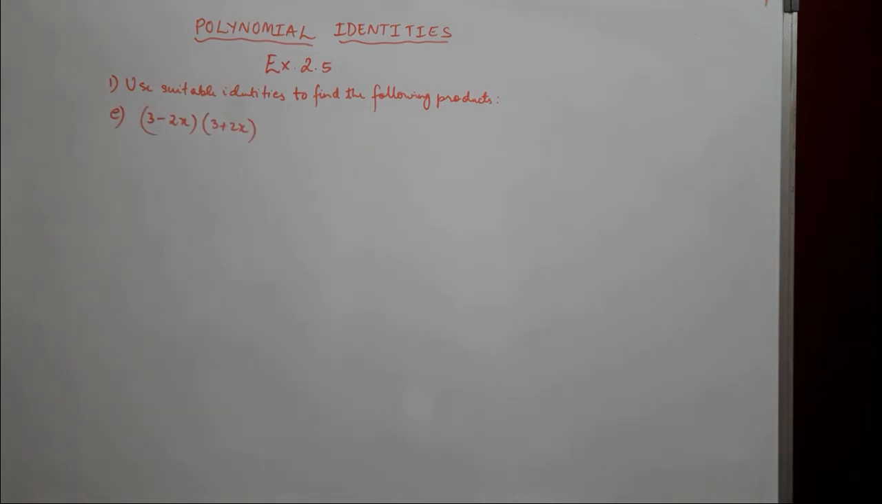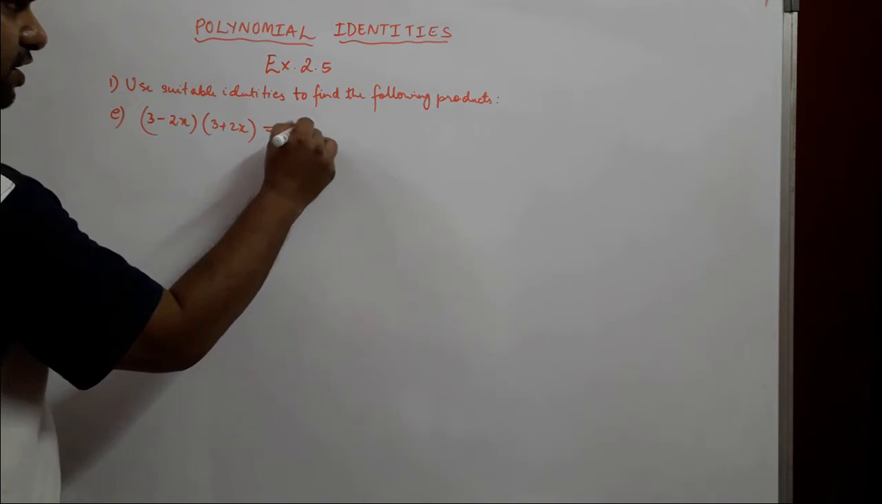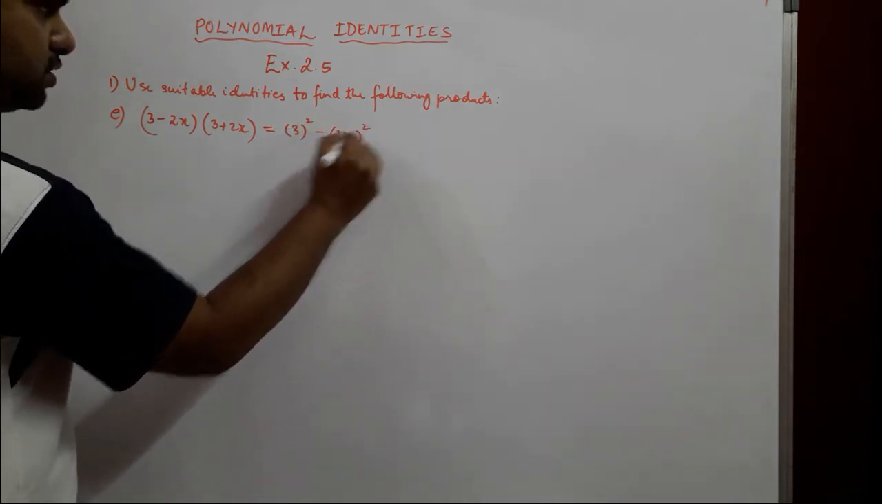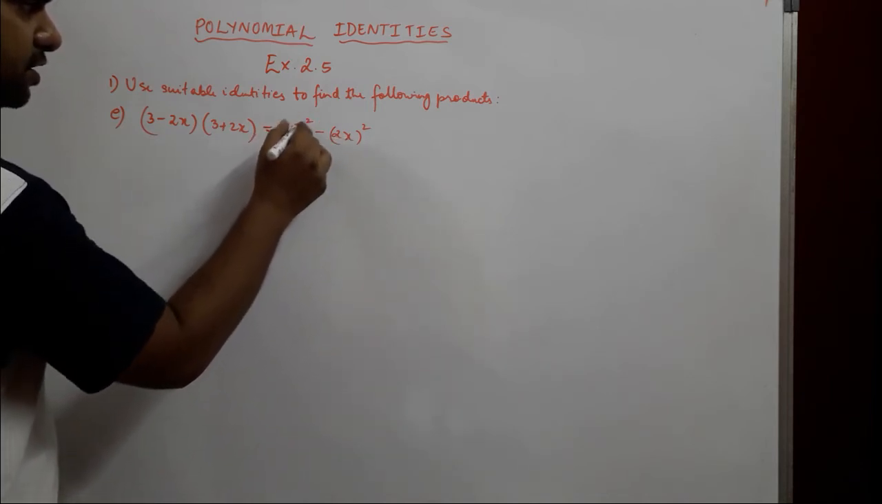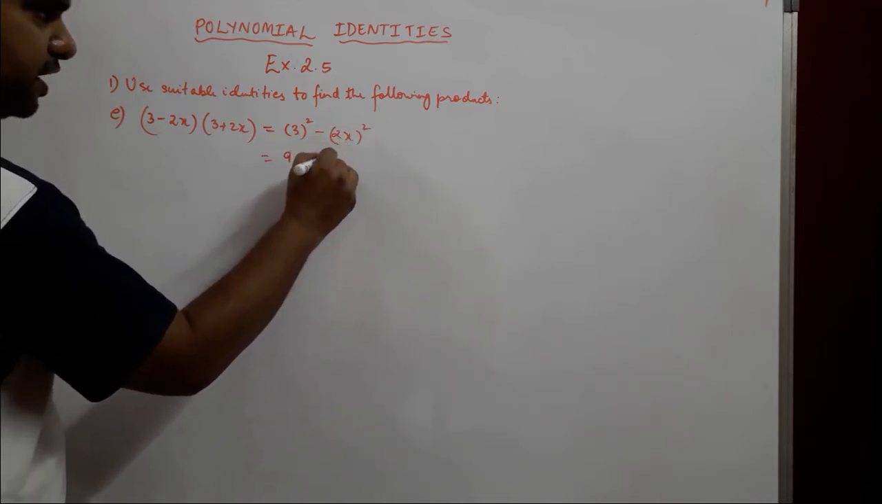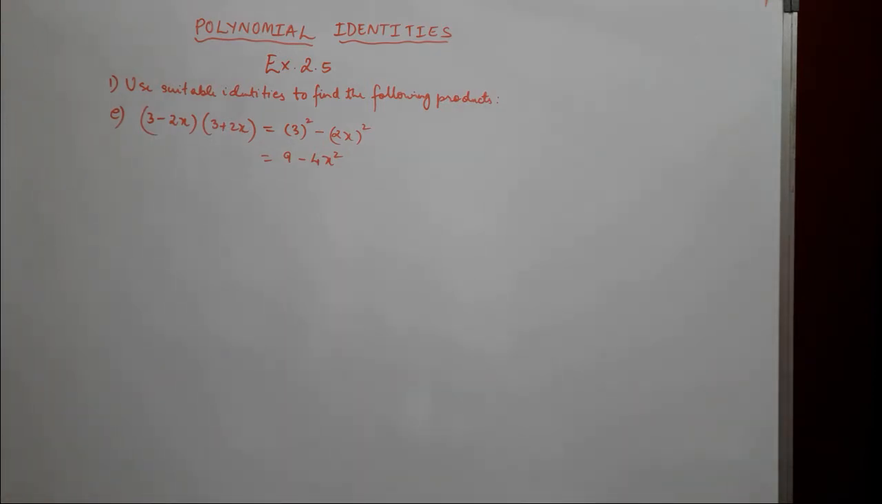The next problem is 3 minus 2x into 3 plus 2x. So this is also in the a minus b into a plus b form. So directly we can write 3 whole square minus 2x whole square. This is a square minus b square, and 3 whole square is 9, minus 2x whole square is 4x square. Okay, we're done with the first question. Let's go to the next question.